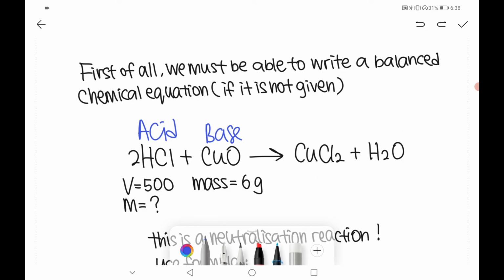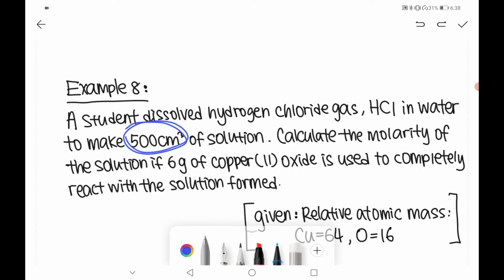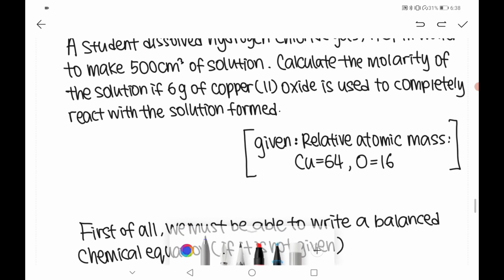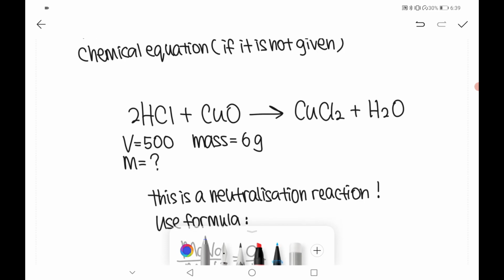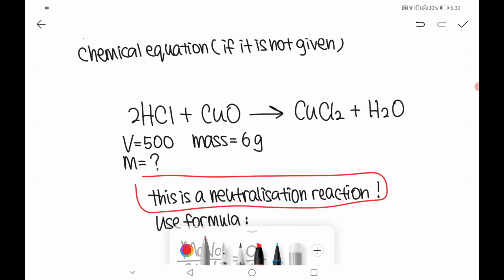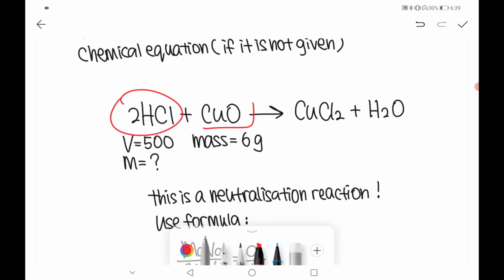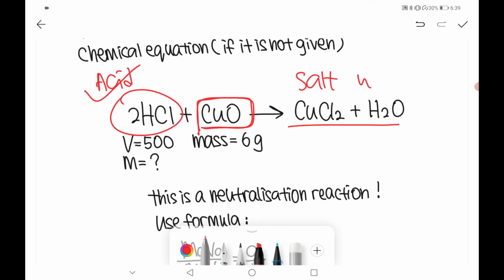Okay, all right, so now we put in all the information. For the acid, we know the volume is 500, which is here. This 500 is hydrochloric acid. We have 6 grams of copper oxide. So this is copper oxide, and the mass is 6 grams. So how to do the calculation? My first question, is this a neutralization reaction? Yes, this is a neutralization reaction. Why? When acid reacts with base or acid reacts with alkali, you produce salt and water. So when you have acid on one side and salt and water on the other side, you know this is neutralization.